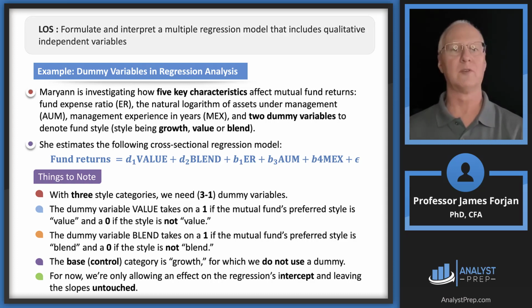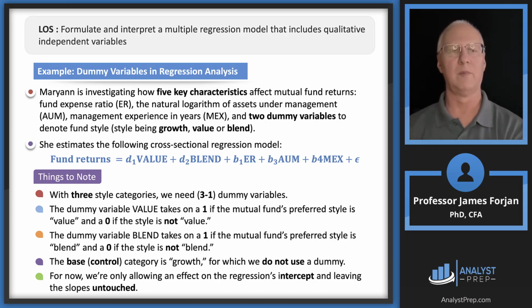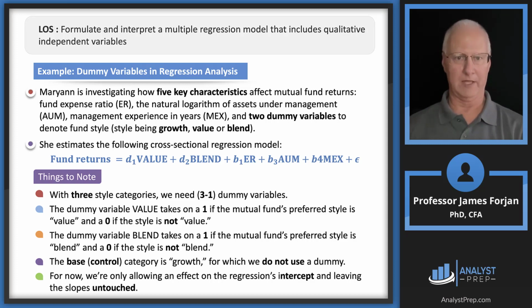Expense ratio, that makes sense, right? Assets under management; let's take the natural log, so instead of having this much variability, we only have this much variability. Management experience in years, and dummy variables to denote fund style. So we have growth, we have value, and we have blend. We have three different styles, so we're going to have 3 minus 1 dummy variables. That's something to note there. All right, ready? So look at the equation.